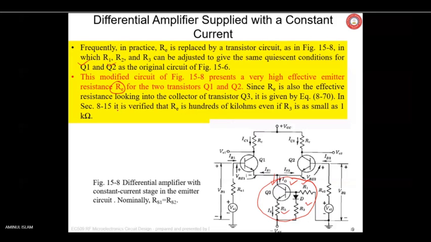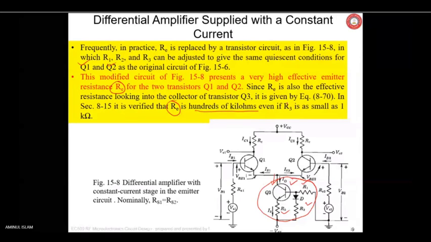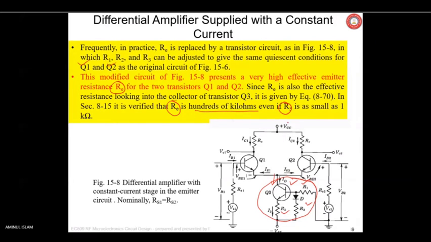So in section 8-15, it was verified that RE is several hundreds of kilo ohms, even if R3 is as small as 1 kilo ohm. So this circuit is beneficial. At the cost of one BJT, one diode, and three resistors, you can get a higher value of RE. And the current also will be linked to that.